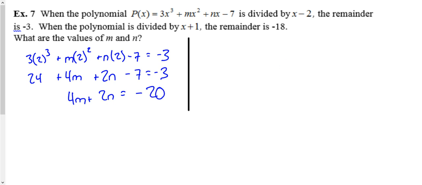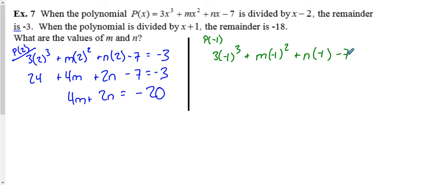I'm going to do the exact same thing, but just over here, because we have a different division statement, so I'm going to go with p at negative 1. So basically, p at negative 1 was this side here. P at 2 was on this side here. Okay. So let's see what happens at p at negative 1. So you have 3 times negative 1 cubed plus m times negative 1 squared plus n at negative 1, and of course minus 7. All of this is going to equal our remainder of negative 18.